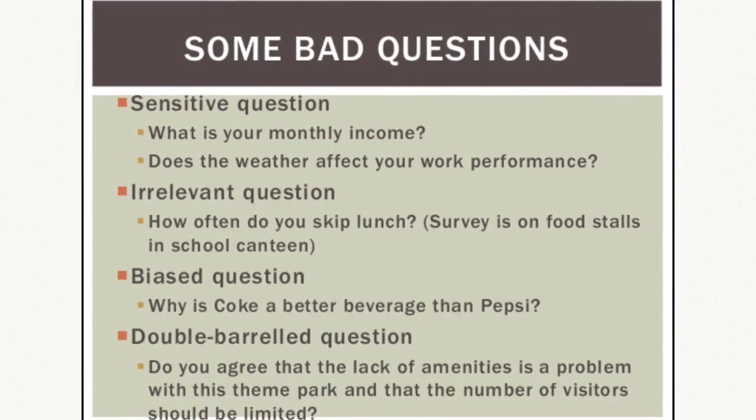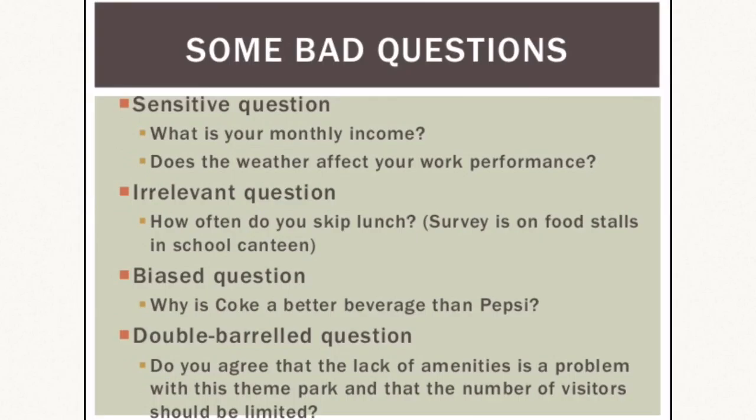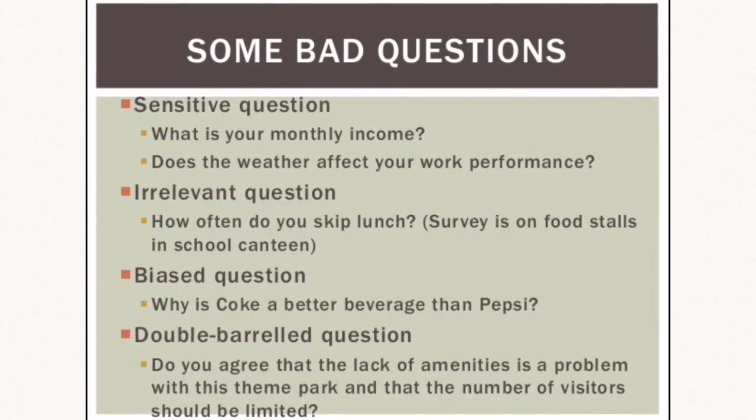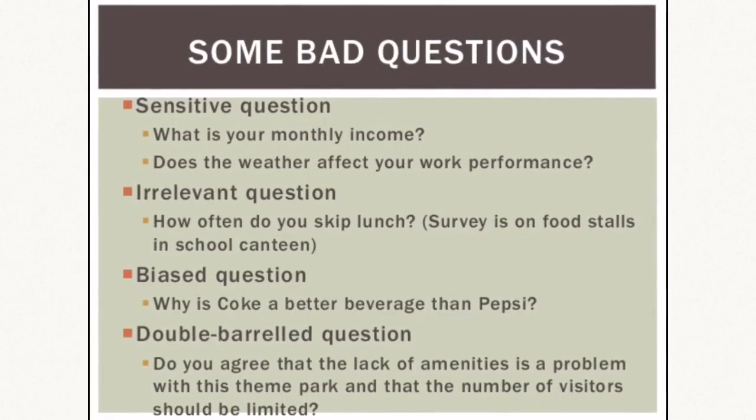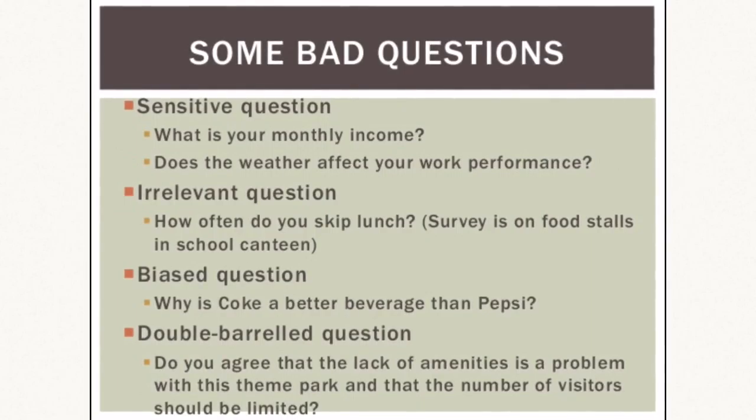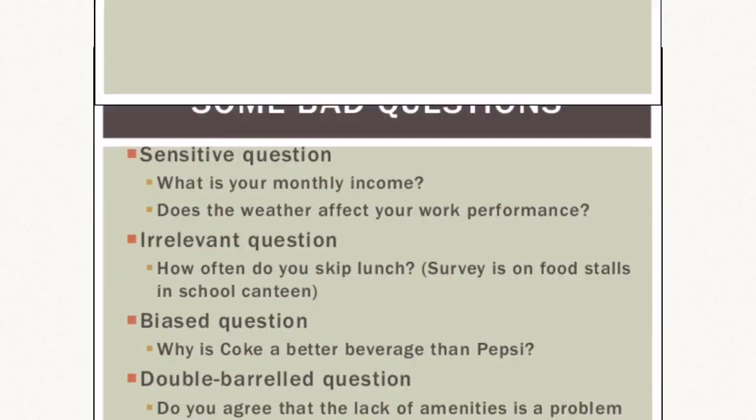The last type of questions that we should try to avoid are the double-barrel ones. These are questions that have multiple questions built in, but one choice of answer only. So for example, do you agree that the lack of amenities is a problem with this theme park, and the number of visitors should be limited? Well, what do you want to know about? What do you want the respondents to respond to? Is it about the amenities, or is it about limiting the number of visitors? So if you have two questions, don't put it in one to the responder. Give it its due course. Let it be two questions.